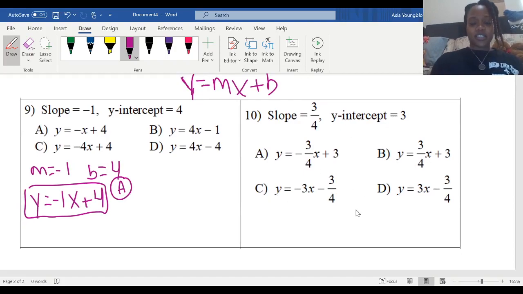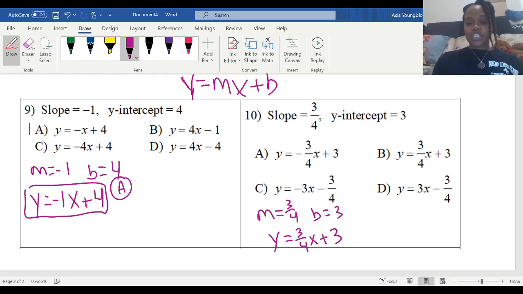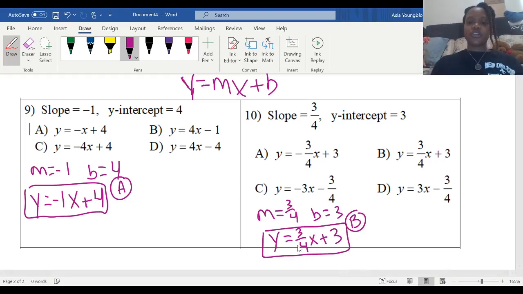For number 10, same thing. M equals 3/4. B equals 3. So our equation for number 10 is going to be y equals 3/4 x plus 3, which is B. So again, for this problem, all you need to do is write the final answer. But make sure you do that reflection.